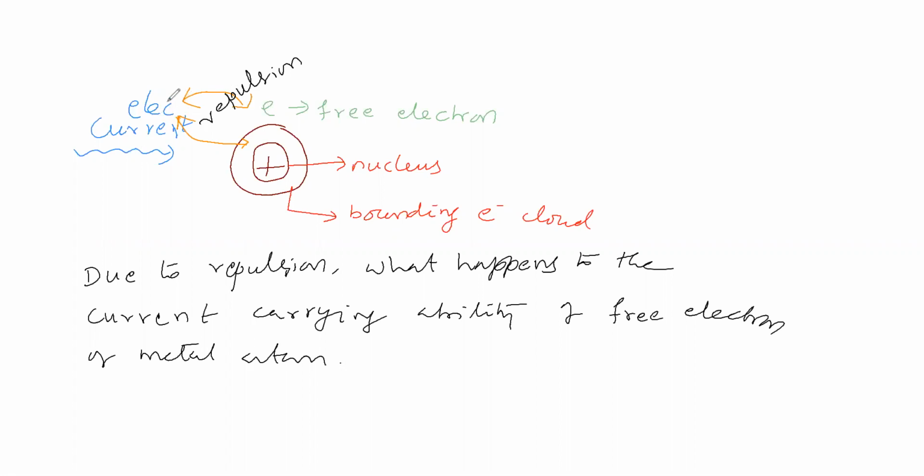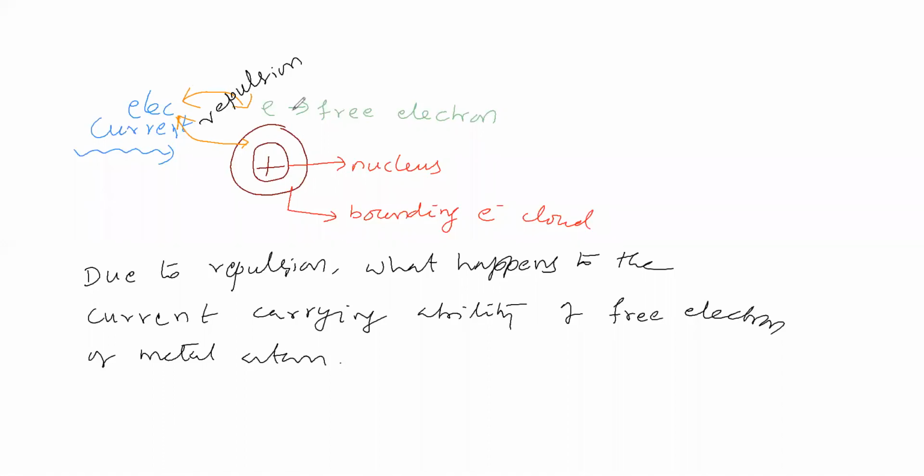Therefore, what happens to the current carrying ability? Current carrying ability means energy transfer. The current electron is having higher energy. That energy should be transferred to this free electron. Then only the free electron can carry the current. Isn't it? So due to this repulsion, the collision between current electron and free electron reduces, you are saying. Correct. Therefore, its energy transferring to this free electron, what happens, you think? So what happens to the current carrying ability?